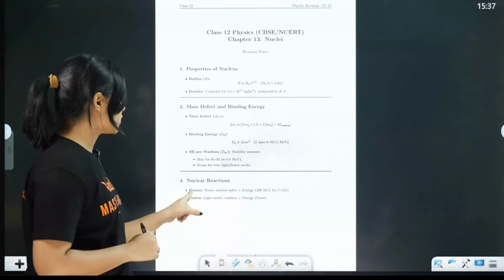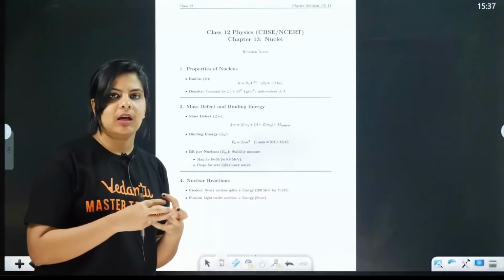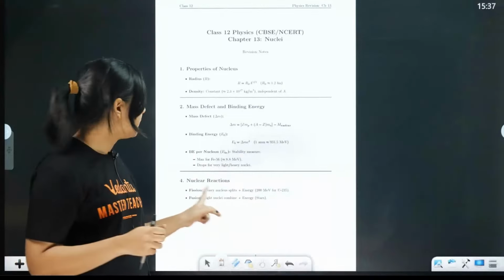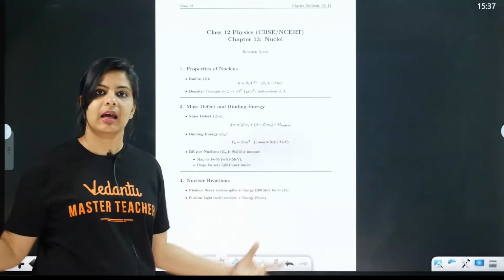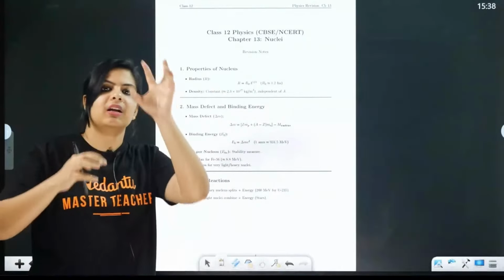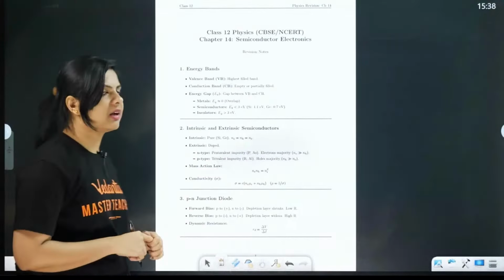Next வந்து nuclear reactions, fission and fusion. Fission na என்ன, heavy nucleus is unstable, so அதனால அதுக்கு வந்து it should come to the stable state, அதனால it will split, அதுதான் வந்து fission. Fusion na என்ன, the lighter nucleus வந்து unstable, அதுக்கு வந்து stable ஆகிறதுக்கு it will combine and it will come to the stable state. Next வந்து semiconductor da.